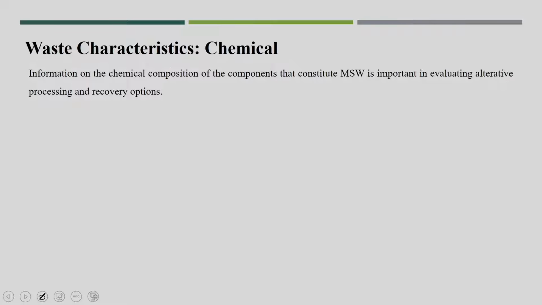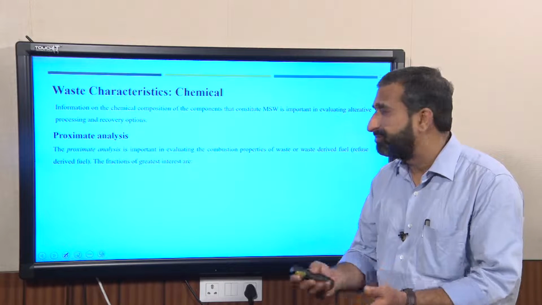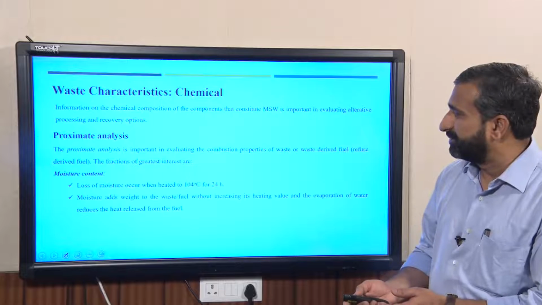Now, the chemical characteristics. This chemical characteristic is very important, especially for the treatment process. Now, the first is the proximate analysis. Proximate analysis is normally done to know the combustion property of the solid waste, to design the incineration facility or combustion facility for the solid waste.